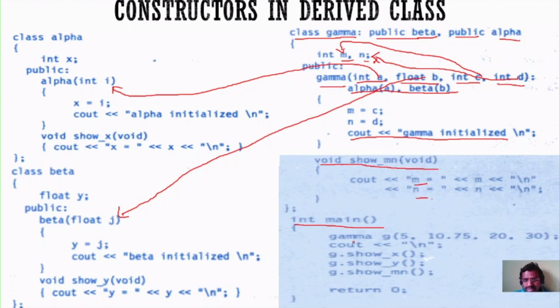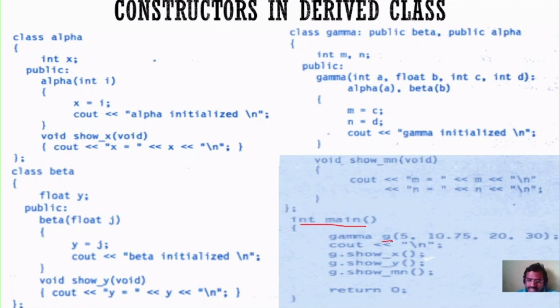In int main we have to create an object called g of the class gamma. Apart from that, we have to pass the arguments here. What number of arguments? We have to pass 4 arguments here: A, B, C, D. So consider here g is an object of the class gamma.